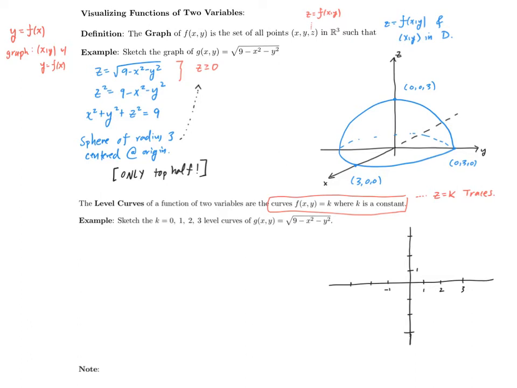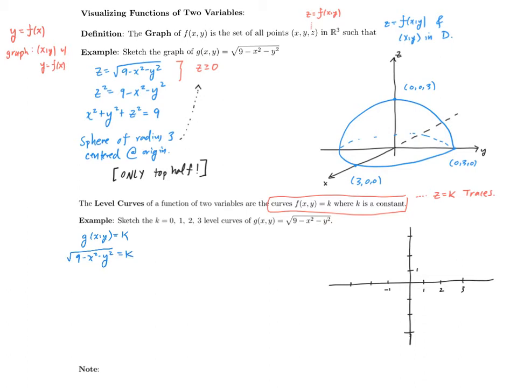For this function g we've been working with in our previous examples, let's find and sketch the k equals 0, 1, 2, and 3 level curves. Instead of working individually with the k equals 0, 1, 2, and 3 values, which we certainly could do, we are going to think about a general k and see what that gives us. That is, what does the graph of the curve g of (x, y) equals k look like? g of (x, y) is the function the square root of 9 minus x squared minus y squared.